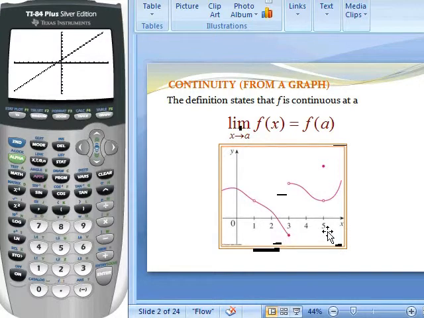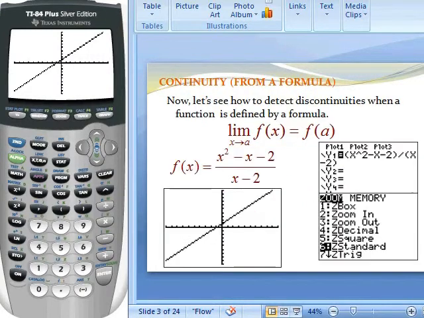Let's look at 5. There is a limit from the left and right, and they match. Therefore, this part of the equation works. And f of a also is defined. Here is a dot. But the problem is they are not the same. Therefore, it's not continuous at 5 either.